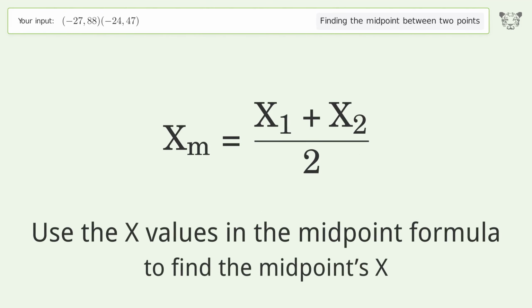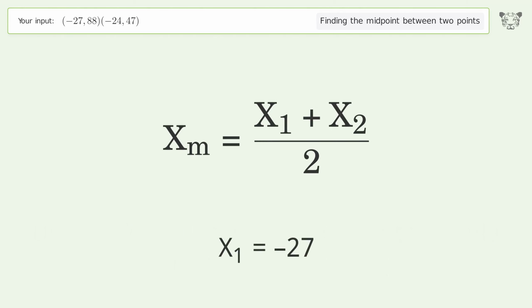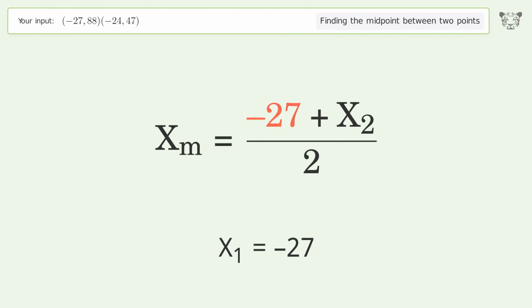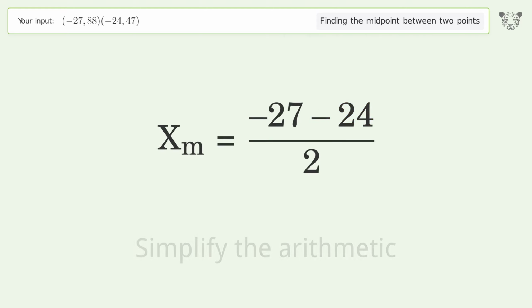Use the x values in the midpoint formula to find the midpoint's x. x1 equals negative 27. x2 equals negative 24. Simplify the arithmetic.